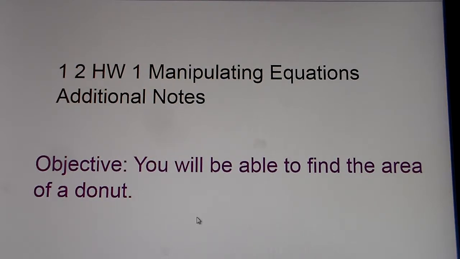Hi, ladies and gentlemen, this is lesson 1-2 HW1, manipulating equations, and some additional notes. We're going to go over our first couple little problems here in the homework, and then you'll finish off the rest there. So your objective, you'll be able to find the area of a donut.